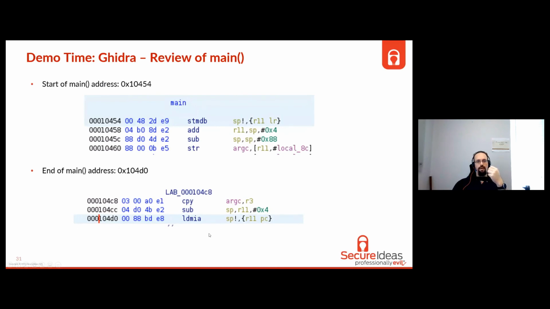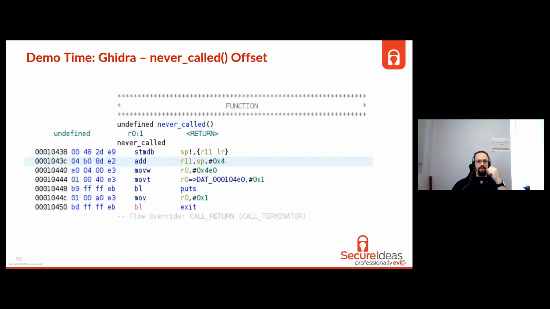And the end of it would be 0x104D0. This is the important one, because this instruction is basically the equivalent of a return. It is a load multiple instruction, and it's going to look at the stack and pop two values off of it: one goes into R11, and the other goes into the PC register. So that's basically the equivalent of the return instruction you're familiar with from x86.